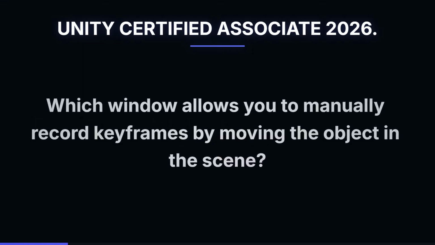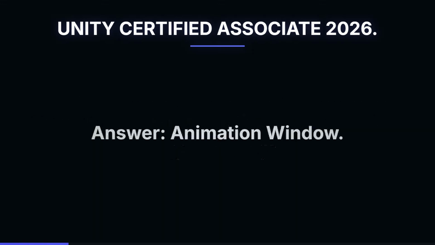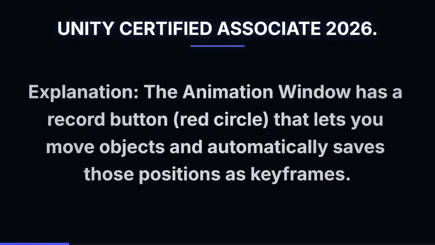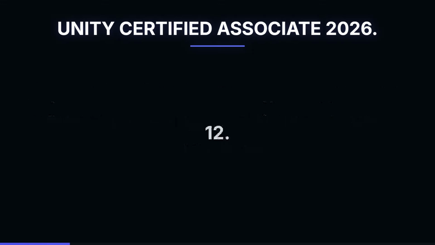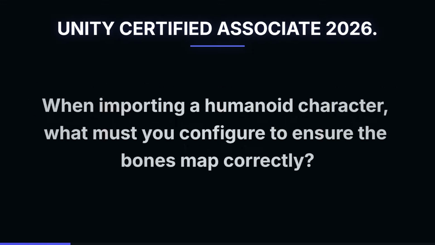11. Which window allows you to manually record keyframes by moving the object in the scene? Answer: animation window. Explanation: the animation window has a record button, a red circle, that lets you move objects and automatically saves those positions as keyframes.